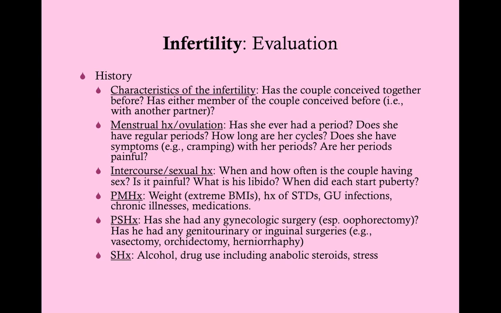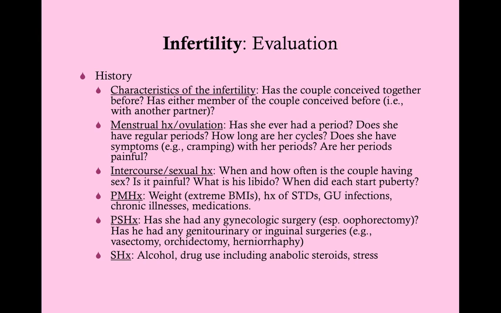So she should be having some symptoms like cramping and irritability and bloating, but she should not be having significant pain during her periods. What about intercourse and sexual history? How often are they having sex? If they're just doing it one time a month, and let's say they're doing it a week after her period, after like day 7, they're not going to get pregnant.